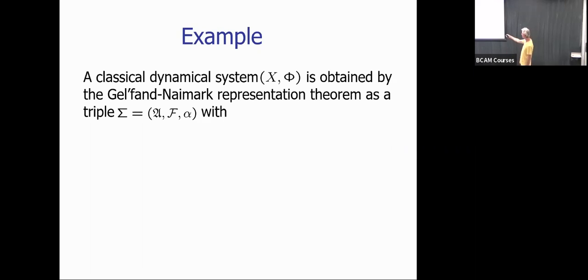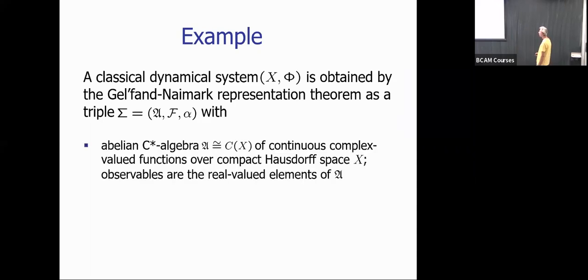Now we can obtain such a classical dynamical system in its conventional notation, in phase space and flow map, by the Gelfand-Neumark representation theorem, as a triple comprising an algebra, a folium as a subset of the dual space of the algebra, and a representation of the automorphism group in the following way. For a classical dynamical system, we look at an abelian C-star algebra. We know that there are no other abelian C-star algebras than the function spaces of continuous complex valued functions over some compact, or at least locally compact, topological space X, which we call a phase space. In that sense, we already obtained a phase space in this description.